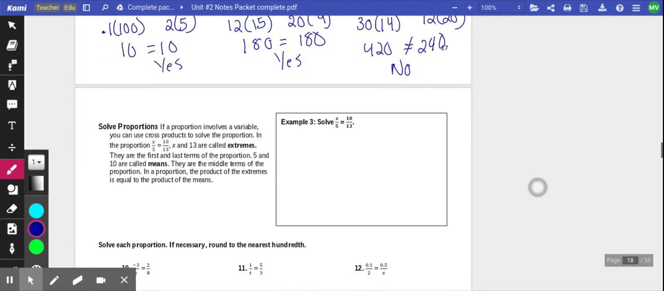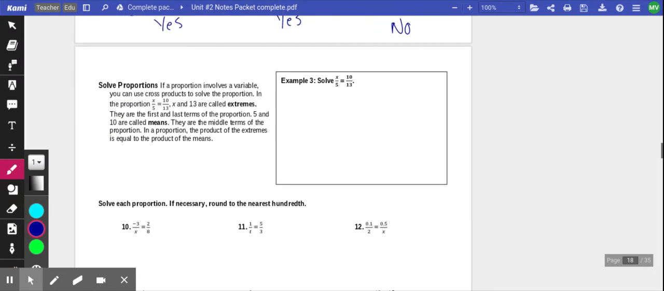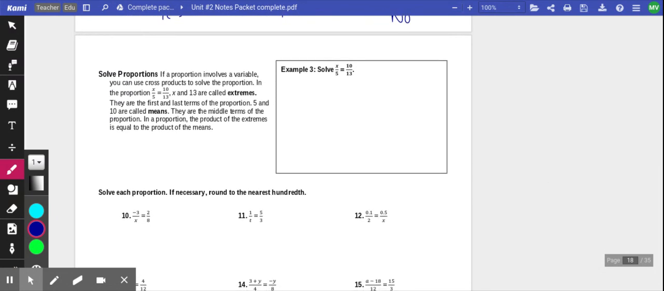Solving proportions. If a proportion involves a variable, you can use cross products to solve the proportion. In the proportion x over 5 equals 10 over 13, x and 13 are called the extremes. They are the first and last terms of the problem. 5 and 10 are called the means. They're the middle terms. In a proportion, the product of the extremes is equal to the product of the means.